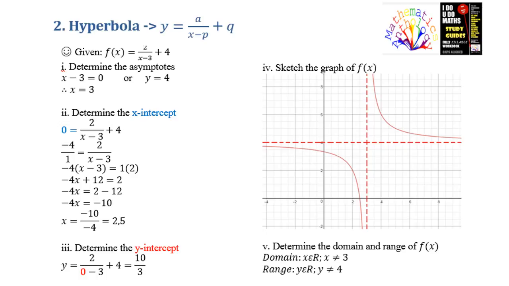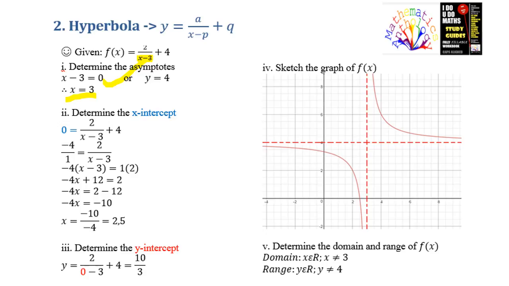Now, when we are determining the asymptotes of a hyperbola, we need to note that there are two asymptotes. The first asymptote is you take the bottom part, the denominator of the fraction here, so x minus 3. You make that equal to 0 and you solve for x. So x is equal to positive 3 is my first asymptote.